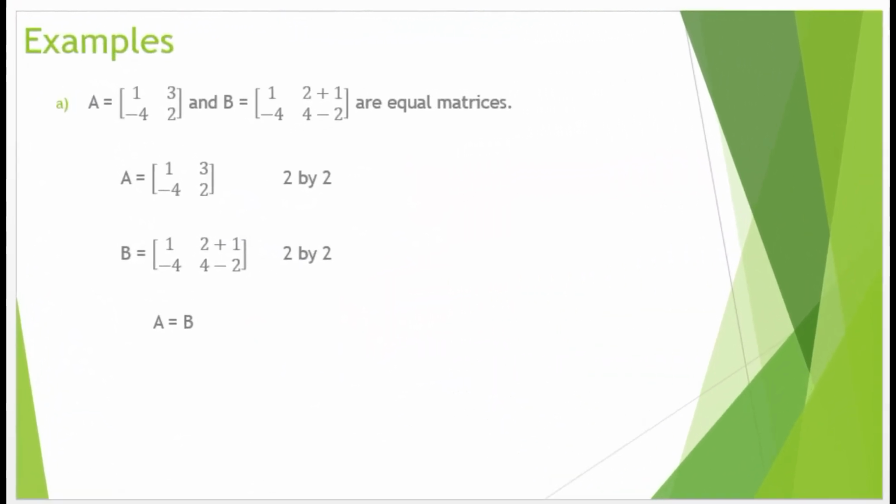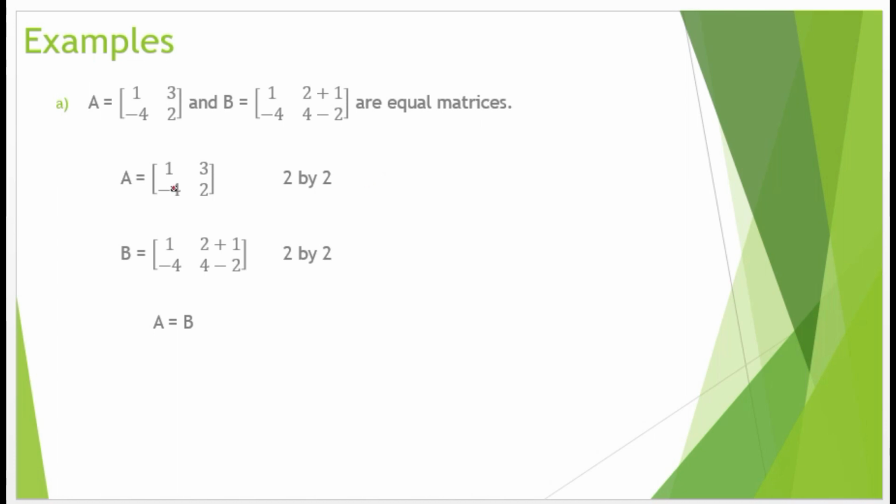In the first example, here we have two matrices. A is equal to 1, 3, minus 4 and 2, and B is equal to 1, 2 plus 1, minus 4 and 4 minus 2. If we memorize the two conditions of equal matrices, then we could easily understand the concept of equal matrices. So first check the order of matrix A. We have two rows and two columns. So the order of matrix A is 2 by 2. And similarly, the order of B is also 2 by 2 because B also contains two rows and two columns. So the first condition is satisfied.